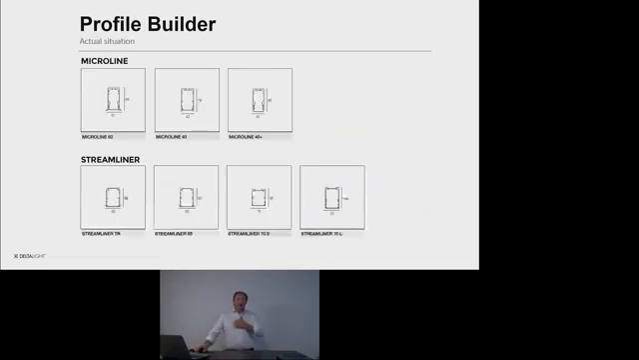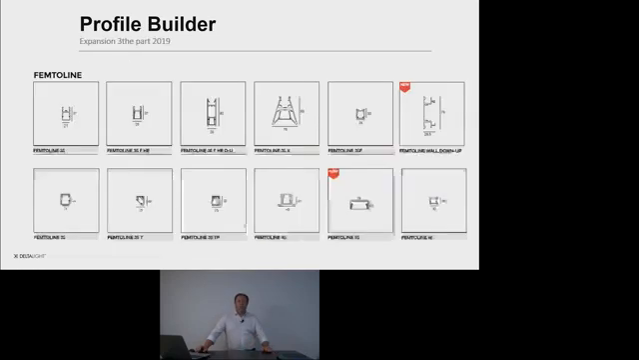Now, as I said, we have started with Microline and Streamliner. Microline 60, 40, 40 plus, and then the 4 members of the Streamliner: Streamliner trimless, 85, Streamliner 70S and 70L. So this is what is actually in the profile builder.